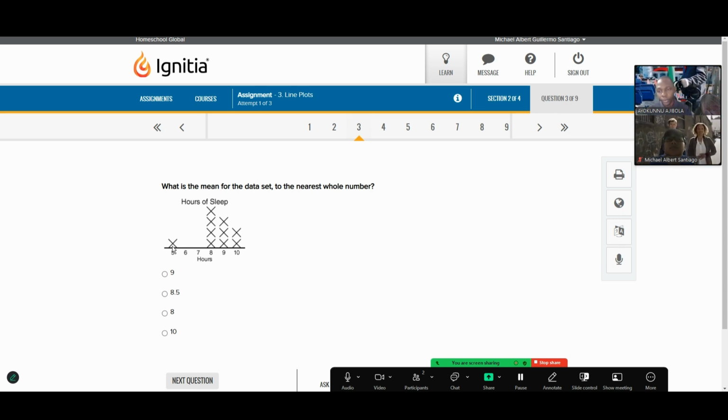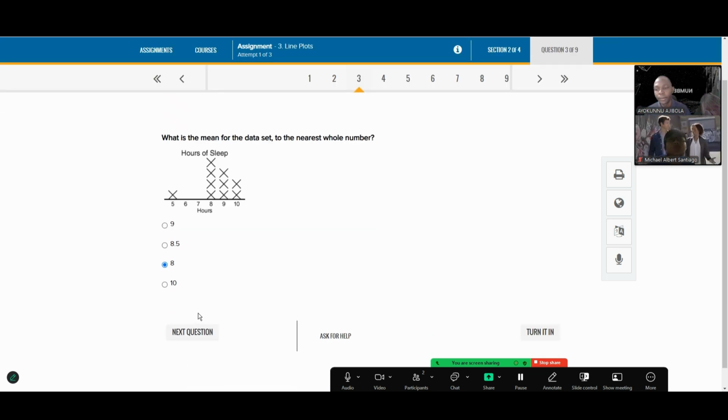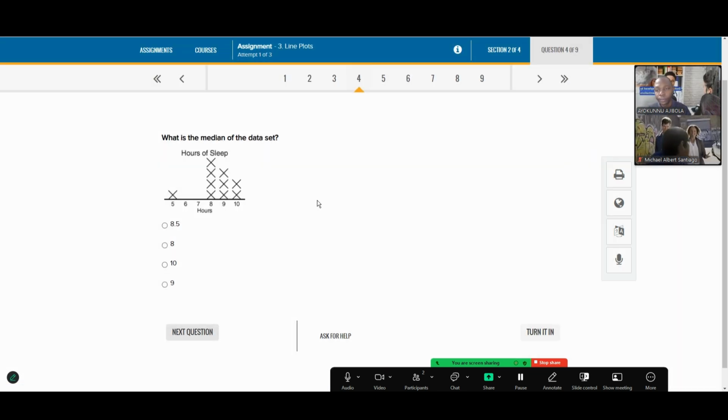So that's 84. Then 84 is going to be divided by how many data entries there are. 1, 2, 3, 4, 5, 6, 7, 8, 9, 10. So 84 divided by 10 is 8.4. And it says to the nearest whole number, 8.4 to the nearest whole number is 8. So let's go to the next question.